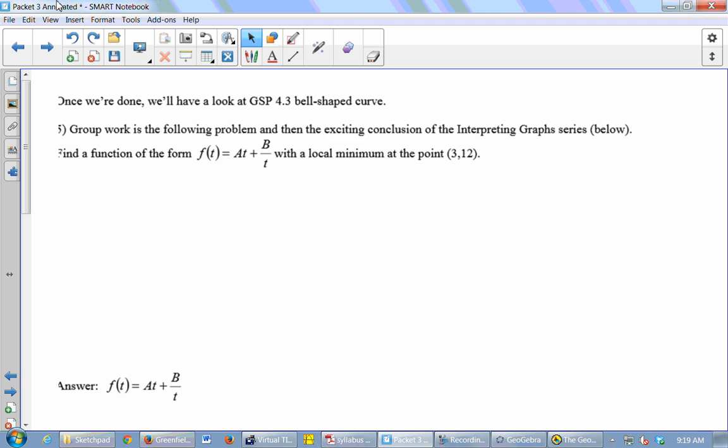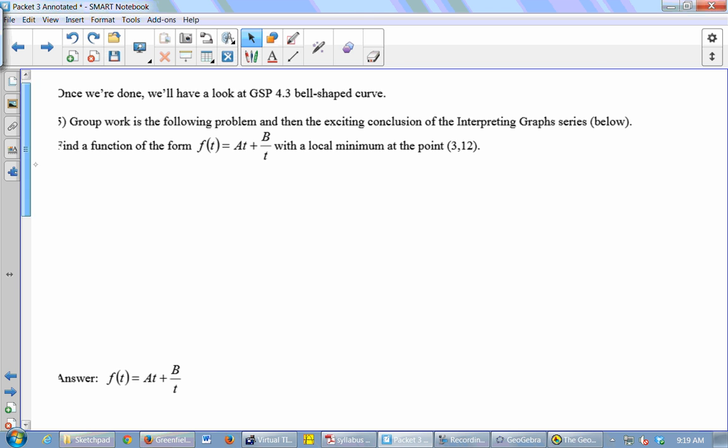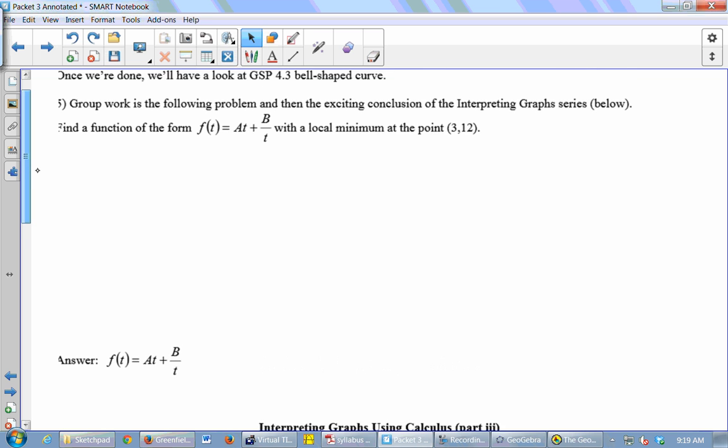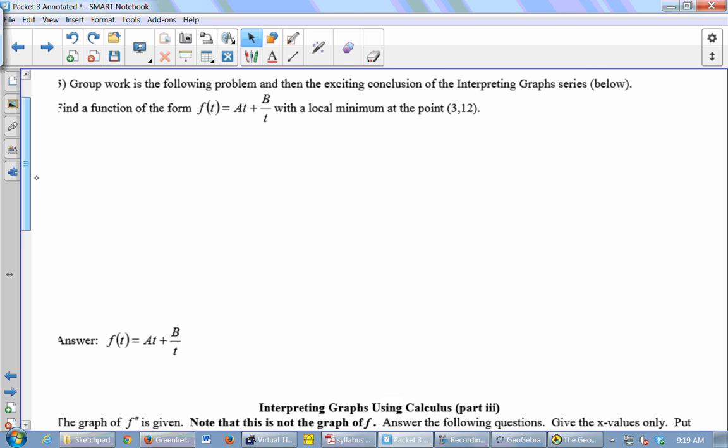Okay, so your group work is the following problem, and then the exciting conclusion of the interpreting graphs series. So you've done 2 of those interpreting graphs problems. I want you to find a function of the form at plus b over t that has a local min at the point 3, 12. So you're trying to find a member of this family that satisfies this condition. And when you're done with that, move on to interpreting graphs using calculus part 3.